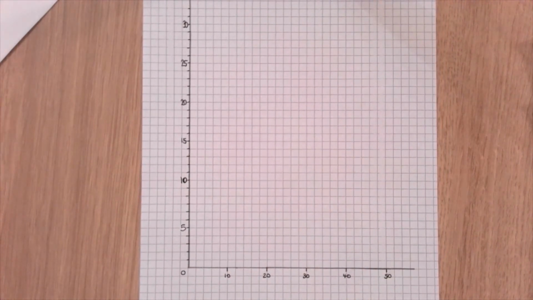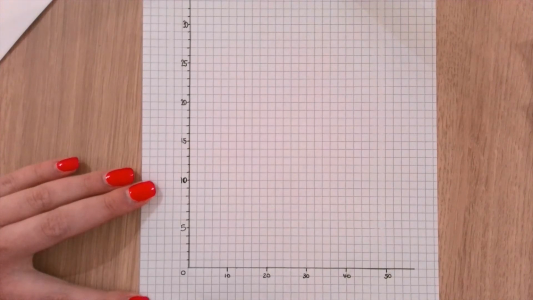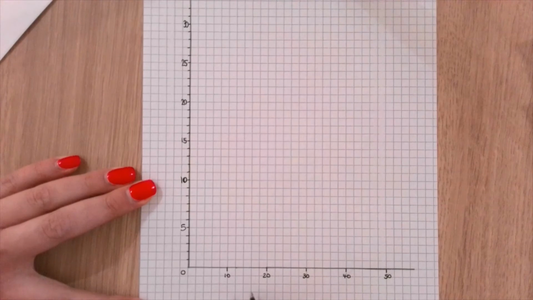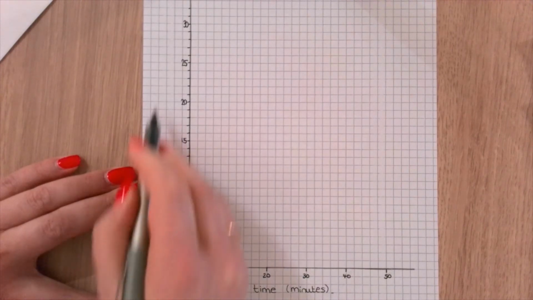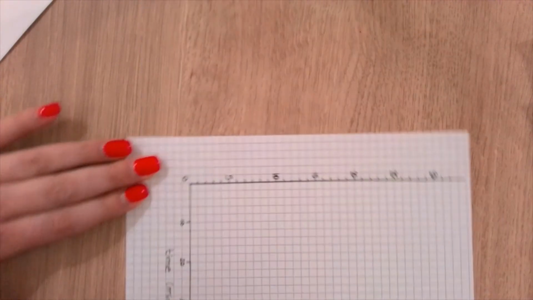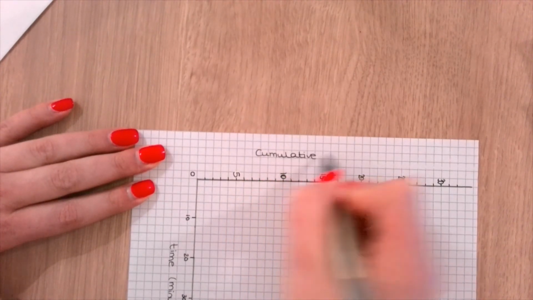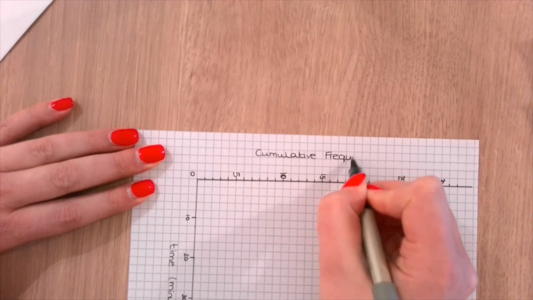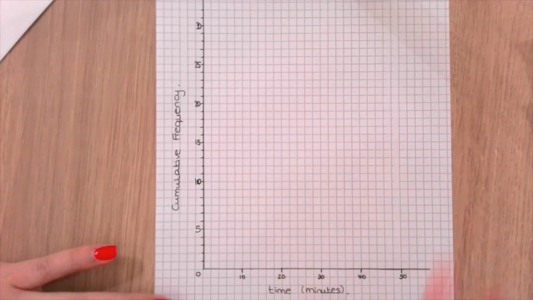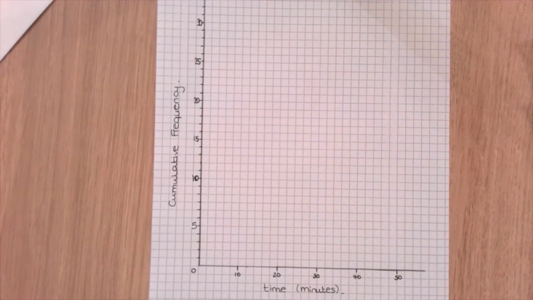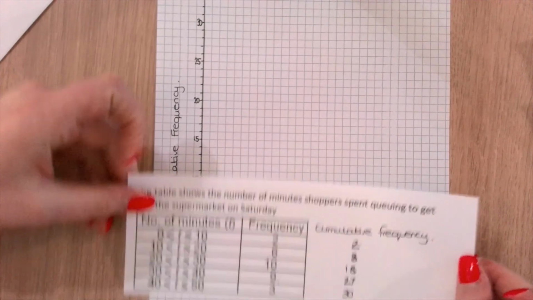Again, I've already drawn this out just for a little bit of ease. So on the bottom here, what I need to do is I need to make sure that I label what this is, and this was time in minutes. And then up here, I'm going to have cumulative frequency. Okay, so now I've got my axes labelled. What I need to do is I need to plot the information on.